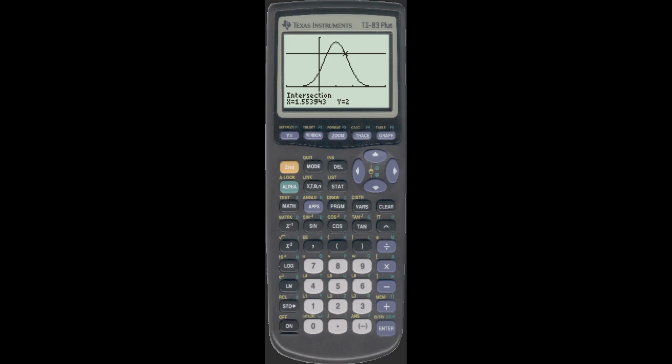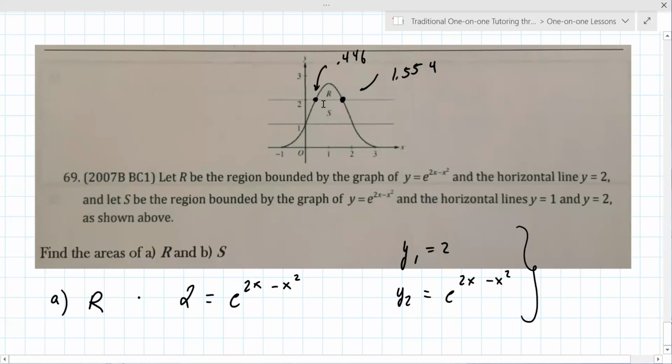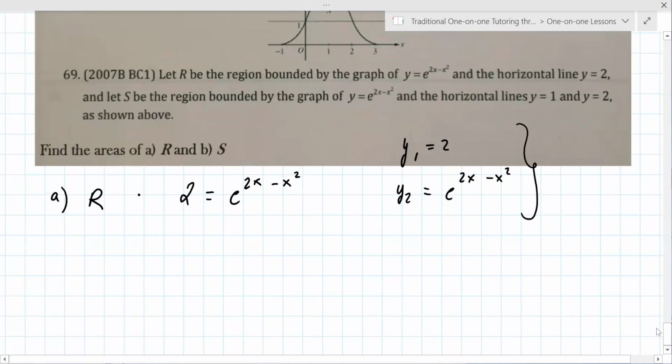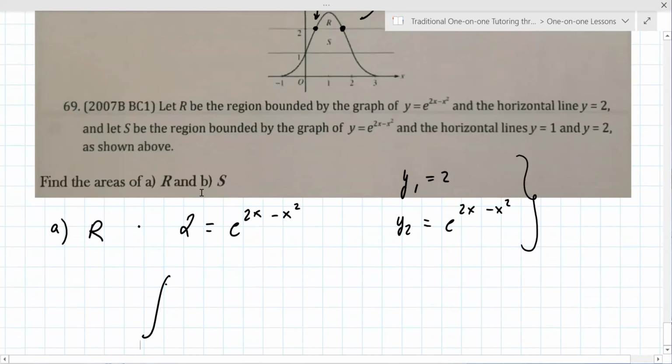Okay. So we're back to the other screen. We want the area R. R is top minus bottom. Your left bound is the numbers we just found, the 0.446 to the 1.554. Because it's an area, it's just top minus bottom. You're not doing pi, you're not doing volume. Your top is e to the 2x minus x squared minus 2.